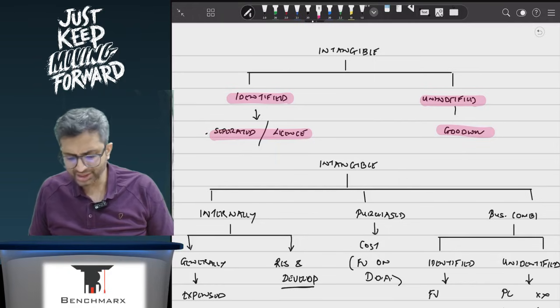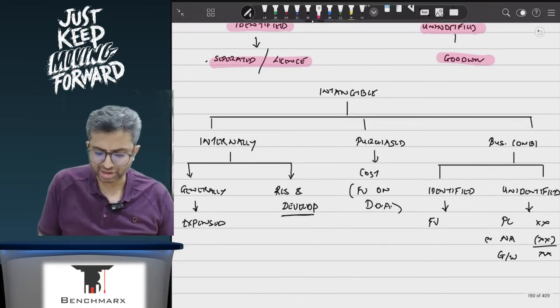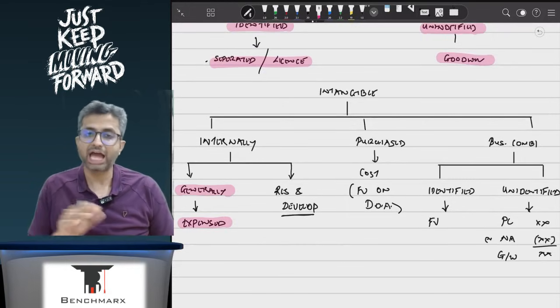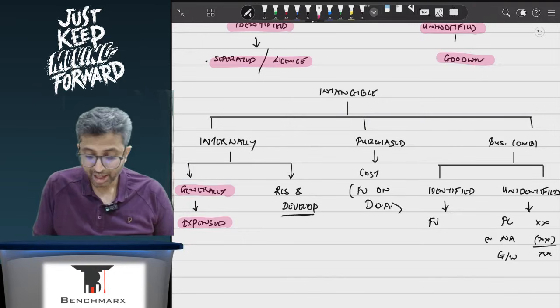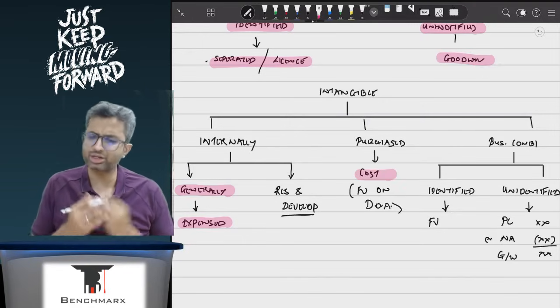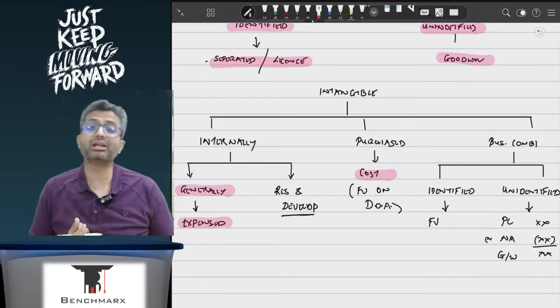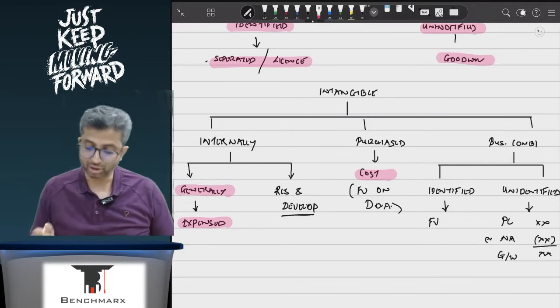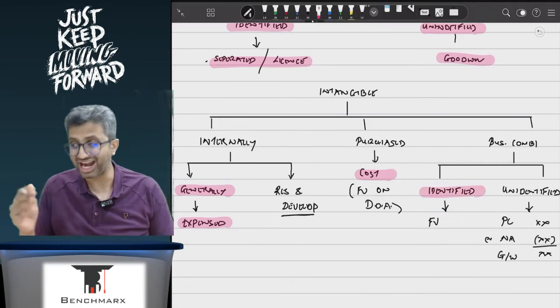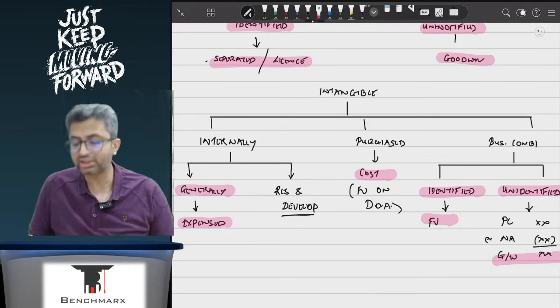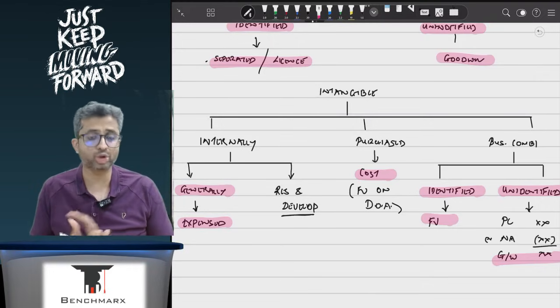So at most places, when you look at internally generated intangible assets, generally they're expensed. Why? Because the cost may not be reliably measured and hence they may be expensed. However, if they're purchased, then it is fairly easy to determine cost, and as a result, you can recognize the intangibles which have been purchased. If intangibles are acquired as a part of business combination and you can identify them, then you will take them over at fair value. If it is unidentified, then typically they are subsumed or included within the larger goodwill number.